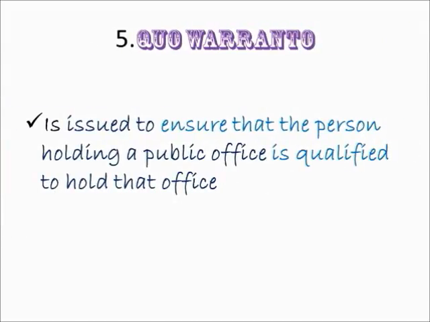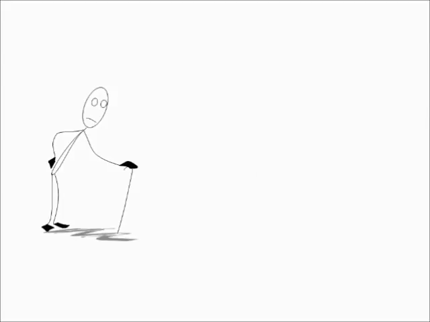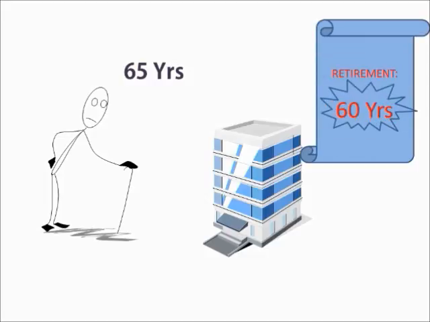The fifth of the writs is Quo Warranto, and this is issued to ensure that the person holding a public office is qualified to hold the office. For example, let me explain this Quo Warranto using an example. A person who is 65 years of age has been appointed to fill a public office, whereas the retirement age is 60 years only. In such a case, the appropriate High Court has a right to issue a writ of Quo Warranto and remove this person, and it can declare that the office is vacant. This is how Quo Warranto can be used.